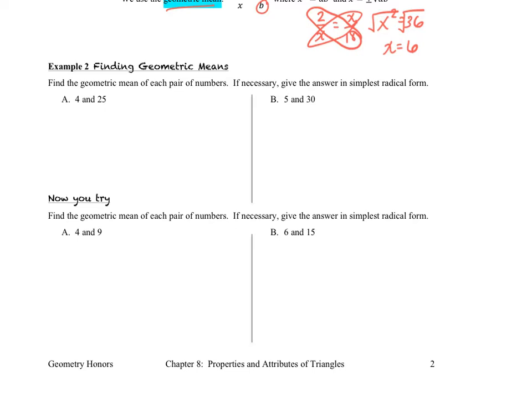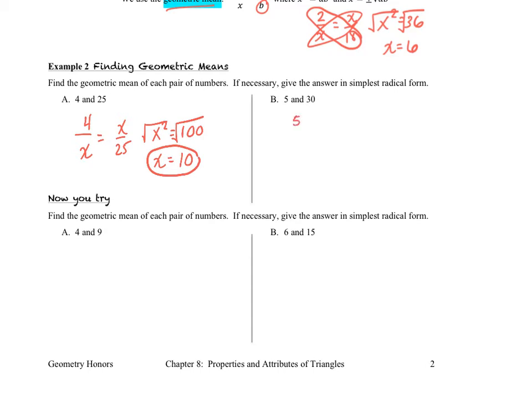So in order to find geometric mean, we're going to use that formula each time. It's going to be the first number over X equals X over the next number. Cross multiply, so we get X squared equals 100. Solve for X by square rooting each side, and we get X equals 10.